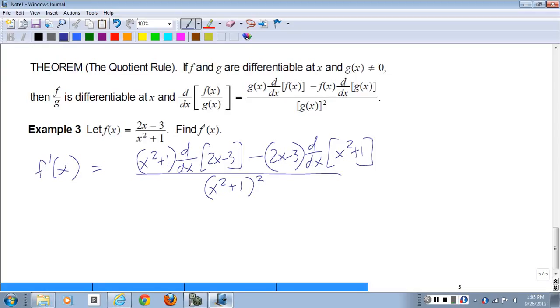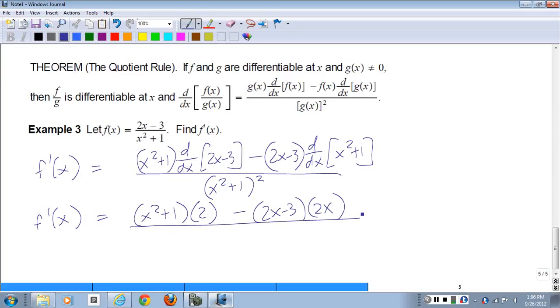So we take the derivative, f prime of x equals, well, the derivative of 2x minus 3 is just 2, slope of that linear expression, minus 2x minus 3, derivative of x squared plus 1, just 2x, using the power rule on the x squared. Derivative of 1 is 0, so that doesn't contribute anything to the derivative. And we still have x squared plus 1 quantity squared in the denominator. And we have an expression to simplify in the numerator.